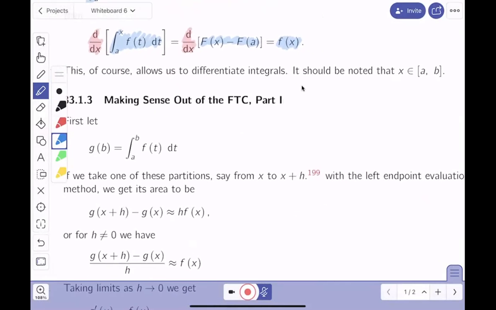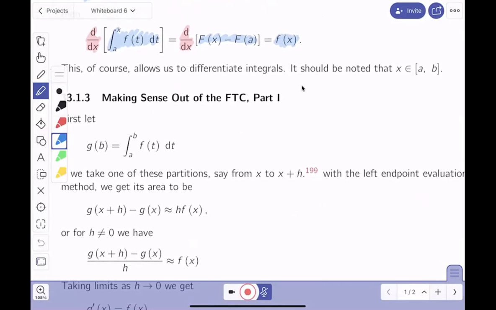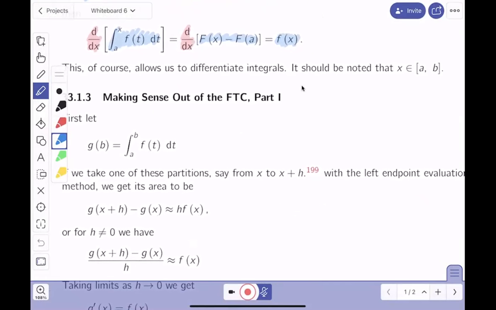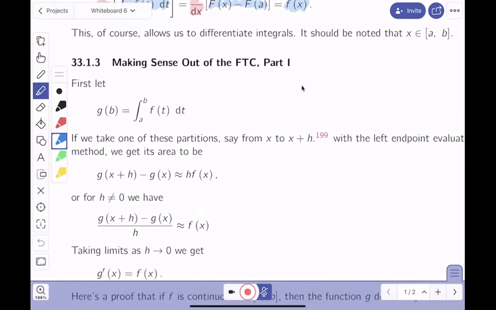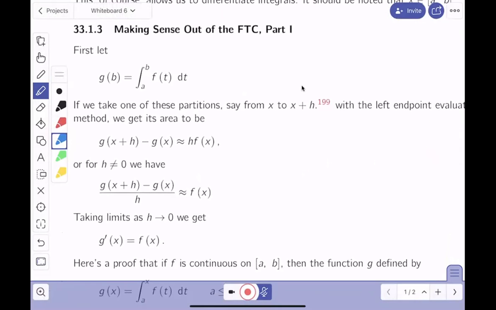So what does this allow us to do? Differentiate integrals now. All right. Okay, let's make sense out of this. Making sense out of simple statements can be incredibly difficult to do. But I want to claim what they're doing over here. They're writing down something that may be best visualized.